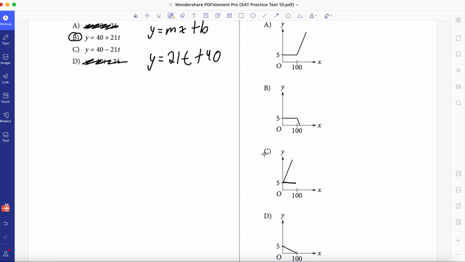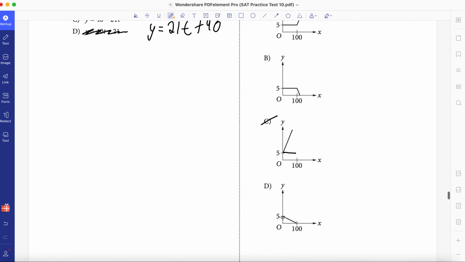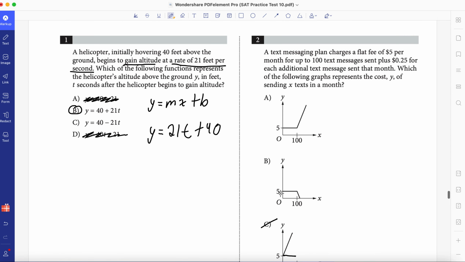Why is it going up? So it's not C. And with D, it's going down. No, the price is going up. The price is constant, actually. So here, up to 100, it remains constant at a flat fee of $5. So these A and B are both good.